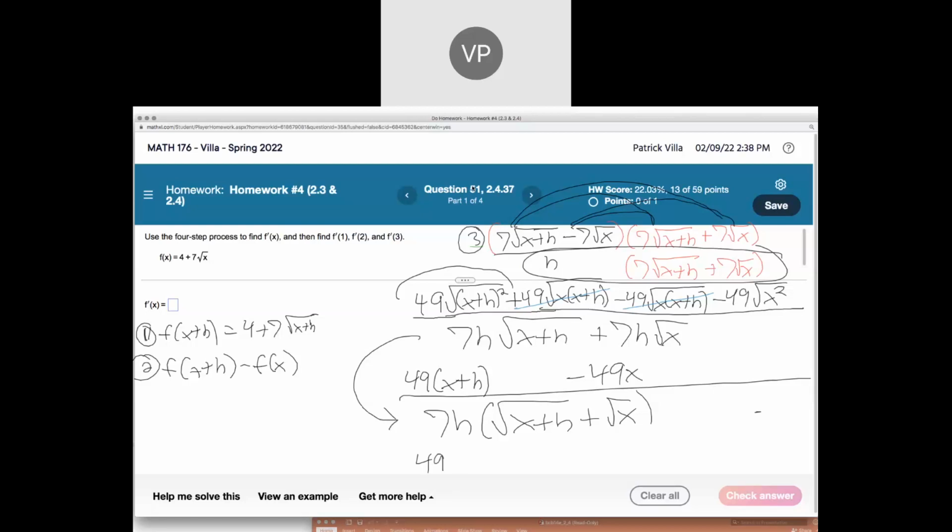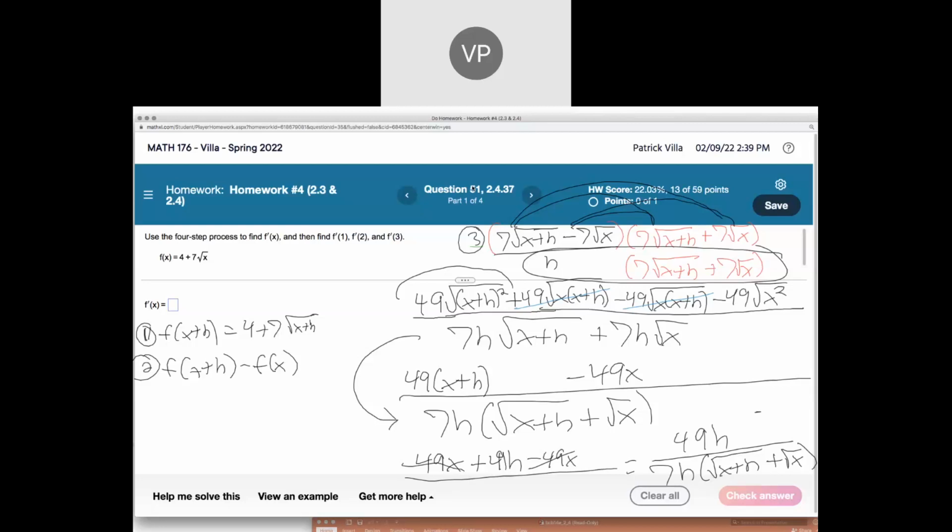Now on the top, I have a 49x plus a 49h minus a 49x. And I'm going to clean that up before I do the bottom, just to save a little bit of time. These cancel. All I have is a 49h over all of this. Now, hopefully you've realized, if not already, these problems are going to take up a lot of space. Okay? So give yourself room. I have a small screen, and I have to keep erasing, but use your paper. Don't use it sparingly. Spread it out.